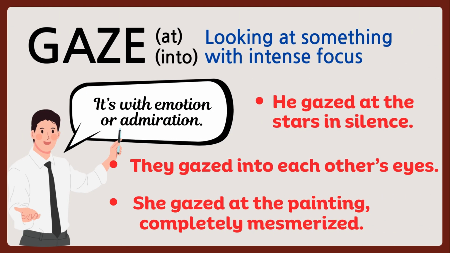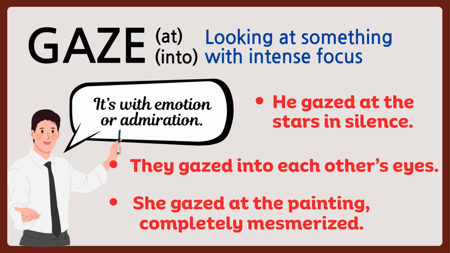Gaze is a softer and more emotional word. It also means to look for a long time, but in a calm, peaceful, or romantic way. We often say gaze at something beautiful or gaze into someone's eyes. Let's go through the examples.